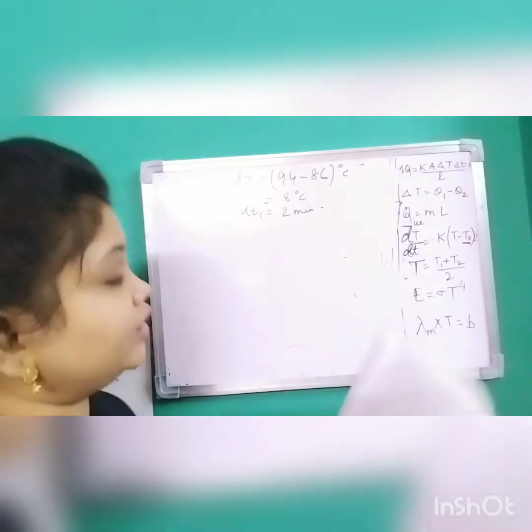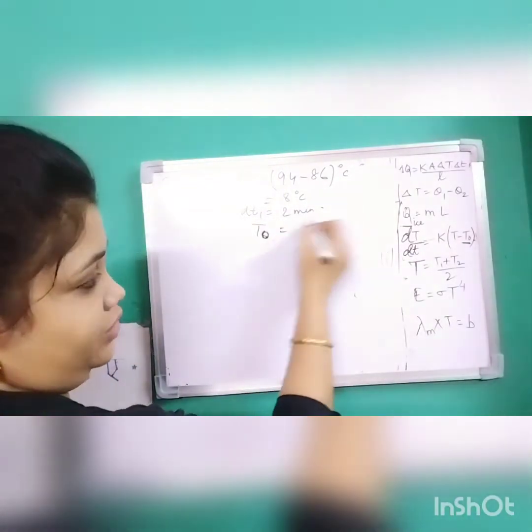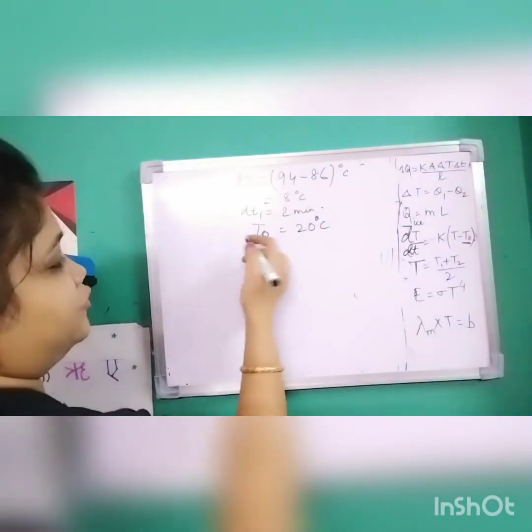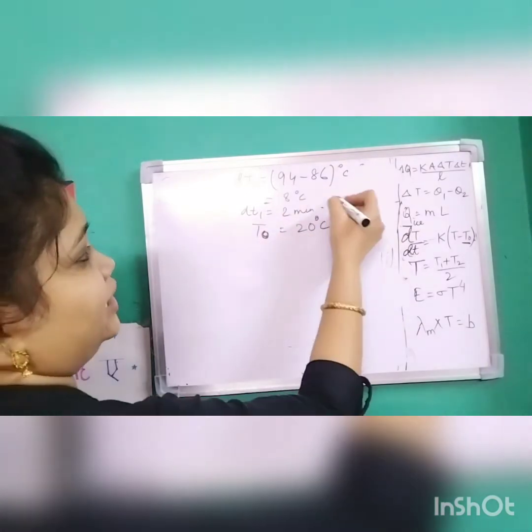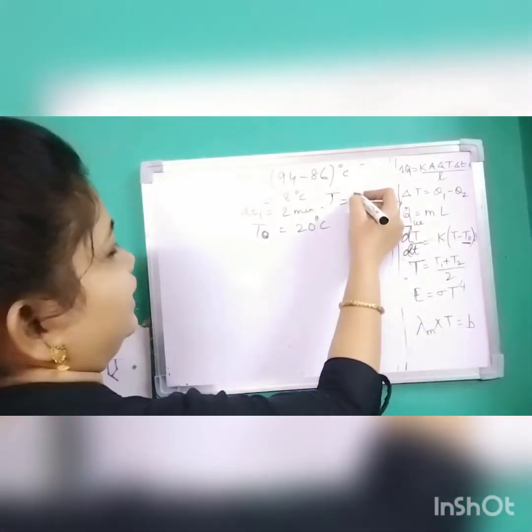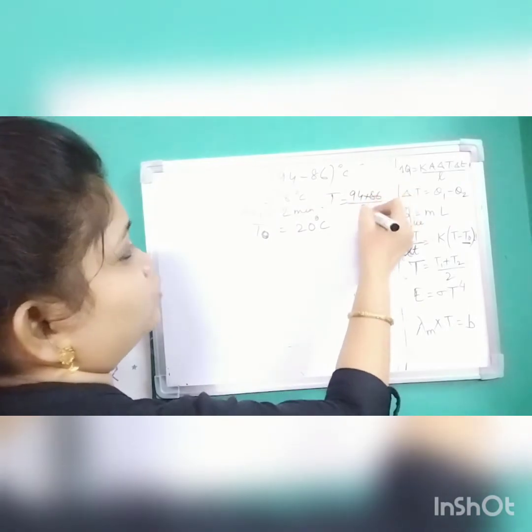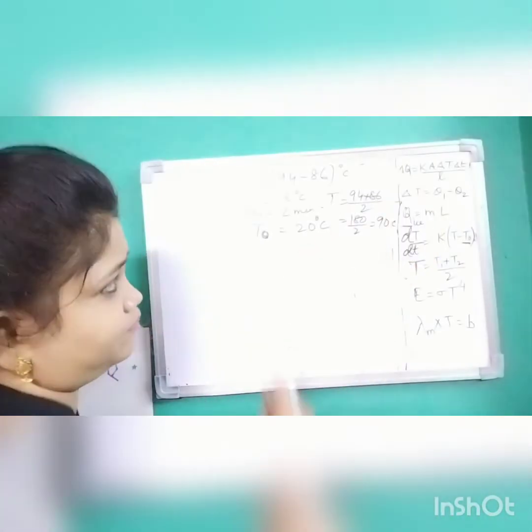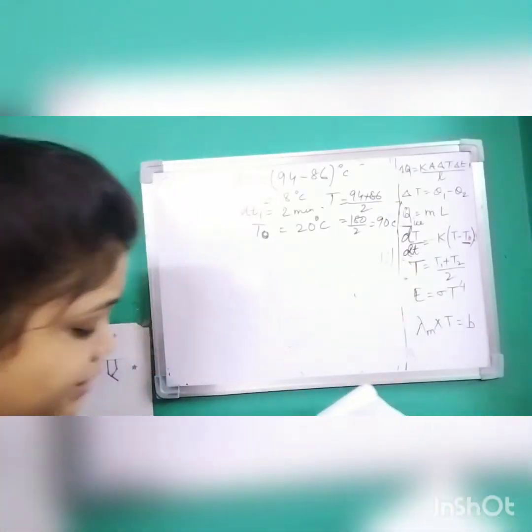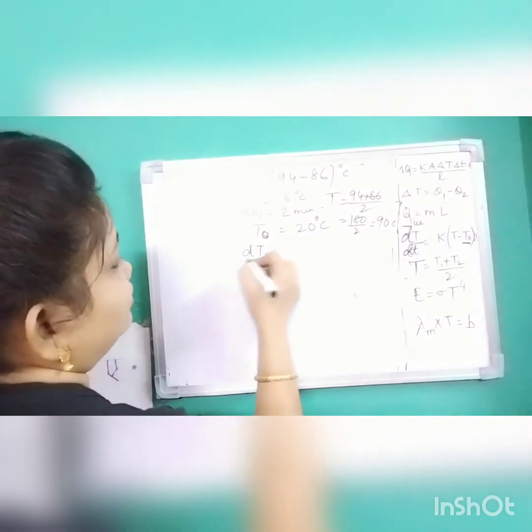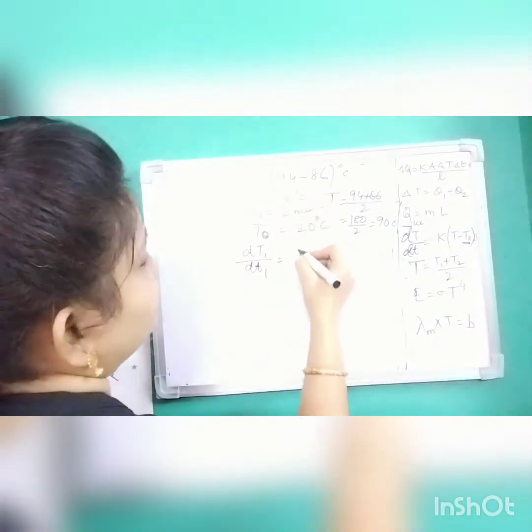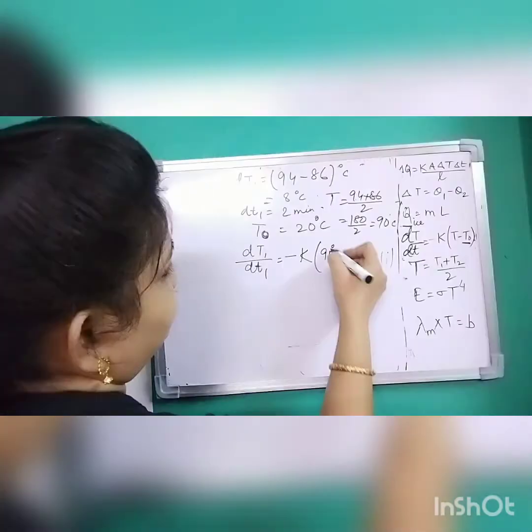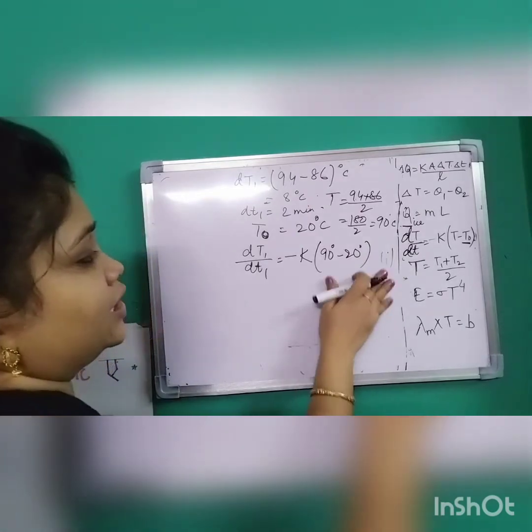So here the surrounding temperature Ts, or T0 as we have taken it, is given as 20 degrees centigrade. Fine. So let us form an equation over here. What is the T over here? T is nothing but (94 plus 86) by 2, which is 180 by 2, which is 90 degrees centigrade. So T is given as 90 degrees centigrade. So dT1 by dt1 is equal to minus K (90 minus 20).